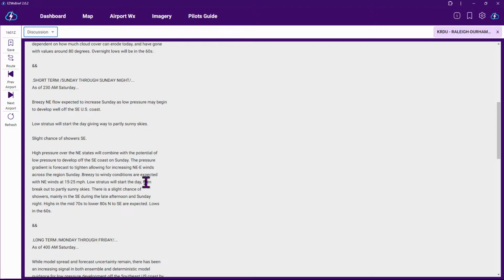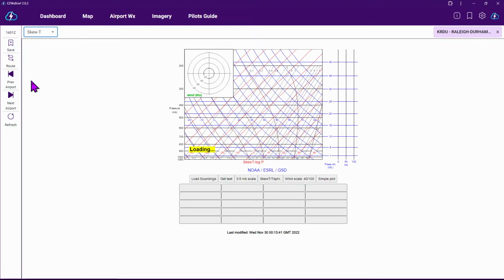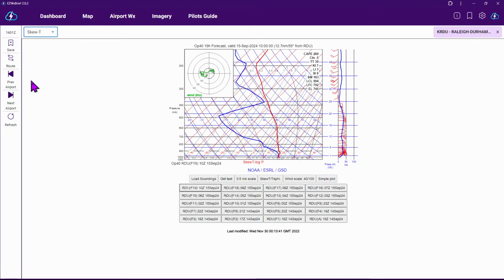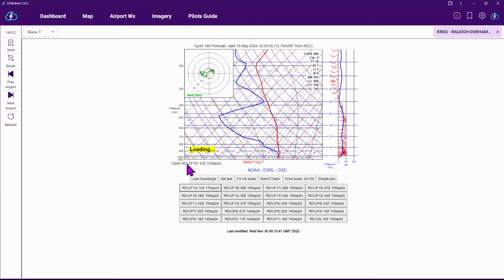And so low stratus will start the day and then break out to partly sunny skies. So it really doesn't get into a lot of details there, but one of the things I like to look at is the skew-T diagram to kind of give us a better idea of just how much this will build, especially in the afternoon. Now, when it comes up, the skew-T only goes out 20 hours, so I want to change this over to 36 hours here real quick. So we see a little bit longer time frame, and then we'll be able to see the morning situation come up. So if we look at, let's say, 11Z here, let me zoom in on this a little bit more.